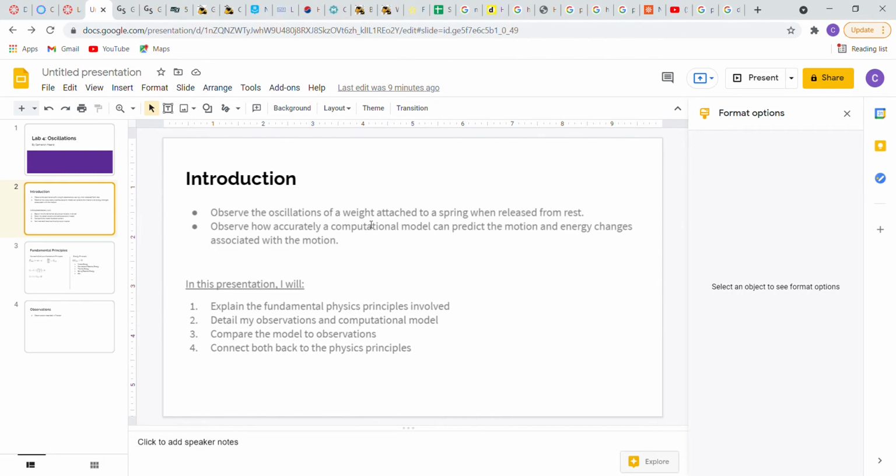For this lab, I observed the oscillations of a weight attached to a spring when released from rest, and observed how accurately a computational model can predict the motion and energy changes associated with that motion. In this presentation, I will explain the fundamental principles involved, detail my observations and computational model, compare the model to my observations, and connect both back to the physics principles.